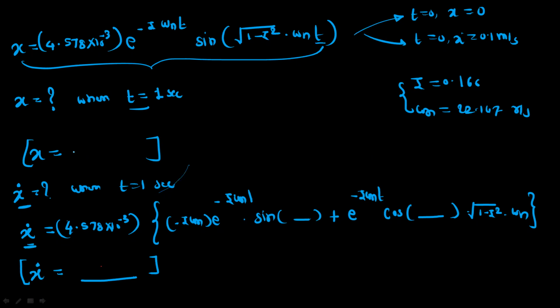So you can check the answer. x is equal to 4.312 10 raised to minus 5 meter, and the velocity is 2.196 1916 10 raised to minus 3 meter per second. Okay. So you try to complete this and you can check these answers.